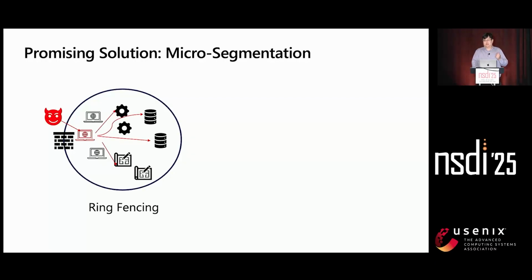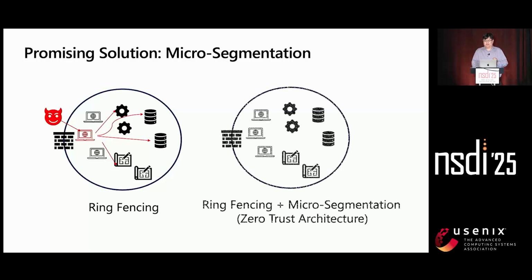However, if an attacker somehow compromises one of those nodes, they will be able to do a lot of damage and steal a lot of data. So instead, a more promising solution that has been introduced is called micro-segmentation. This is based on the concept of zero trust.